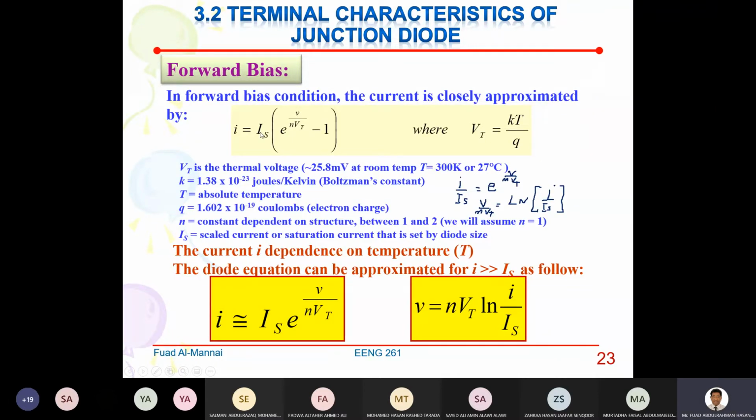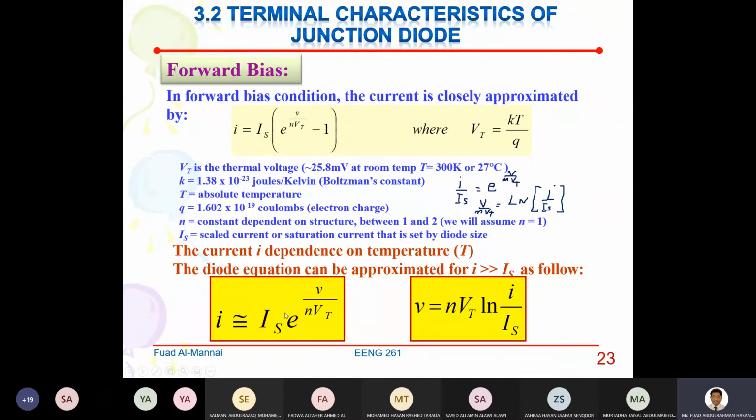Because if you multiply this by here and here, IS is very small, therefore the whole thing is reduced to ID equals IS e to the power V divided by NVT, where V is VD. And it is under a red rectangle. When I put something under red, it means it is very, very hot. That means it is very important. Everybody get that? So whatever you do, don't forget this.